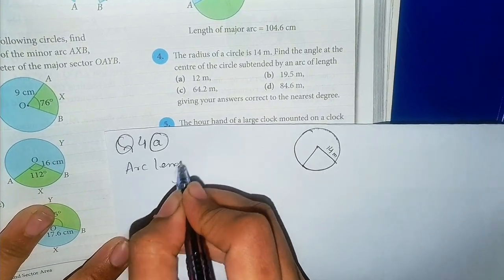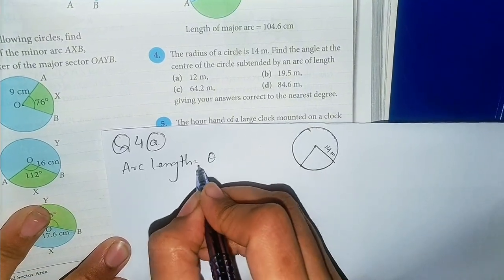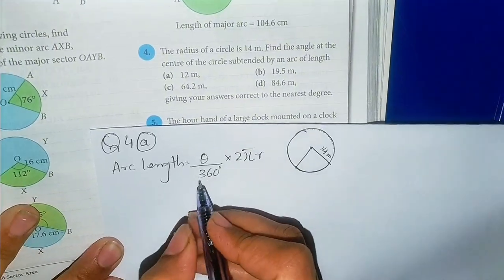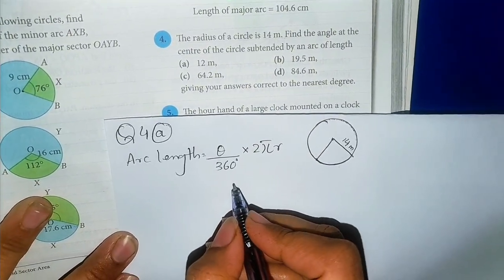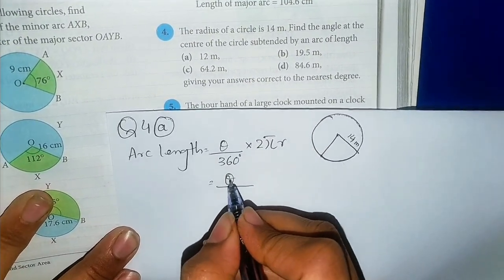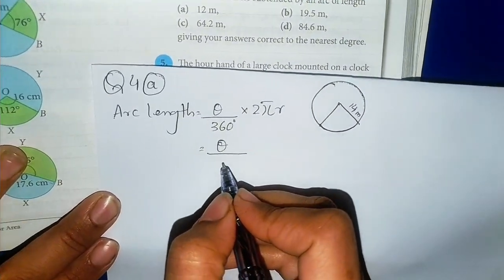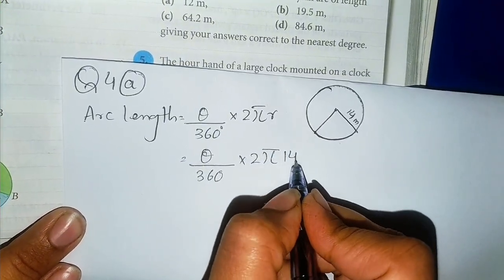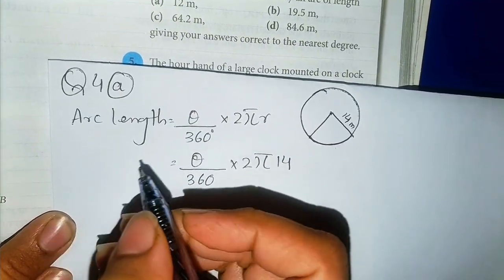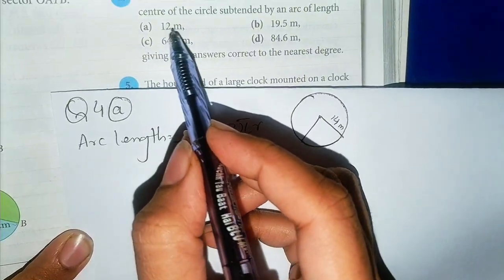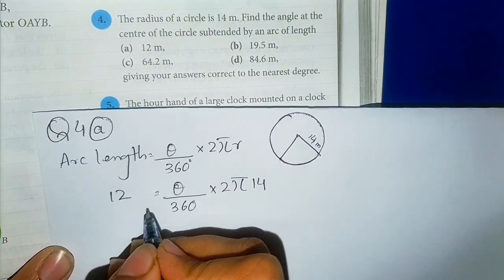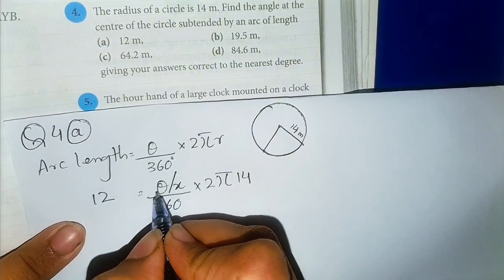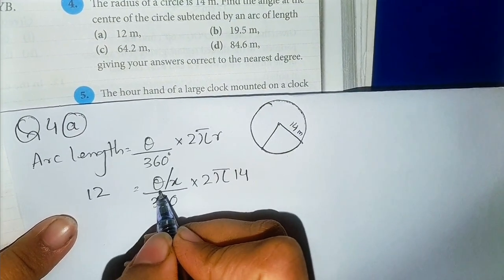Arc length, again use the same formula, is equal to theta upon 360 times 2 pi r, and we know the radius and we don't know the angle, so theta we will write as it is, or you can write x in place of theta, and 360 times 2 pi and r is 14 and the arc length is 12 over here. So we have to make theta, or you can also use x, the subject and find out the angle.